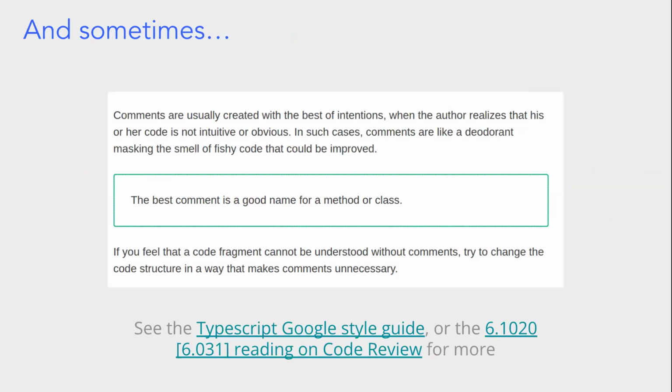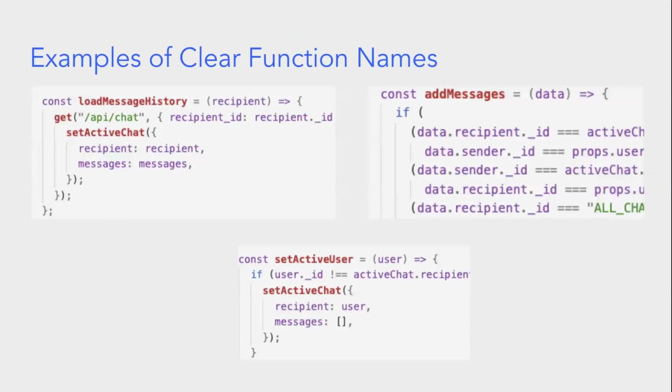Sometimes just a well-named variable or function is sufficient. And we have some examples. So for example, load message history has a clear idea of what it does, or add messages, or set active user. And you don't need comments because you can already predict what it's going to do.